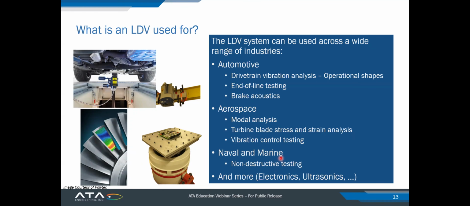For the naval and marine industries, we can see this as a powerful tool for non-destructive testing of composite materials. If you can excite that composite material with an ultrasonic wave, the scanning laser system can determine if you are experiencing any internal defects that are very difficult to determine. And even more with electronics, MEMS devices, microscopic measurements, a whole wide range of uses for laser vibrometers.